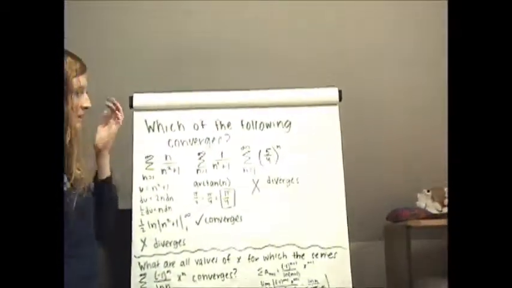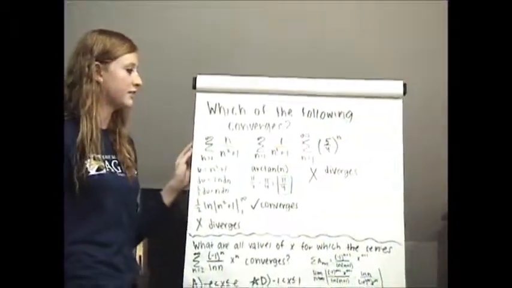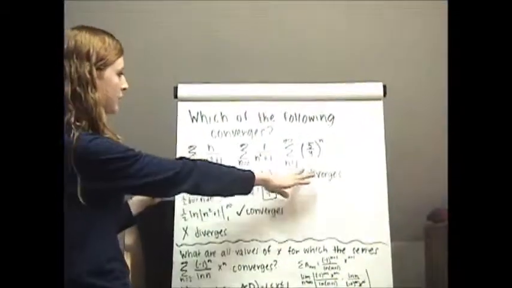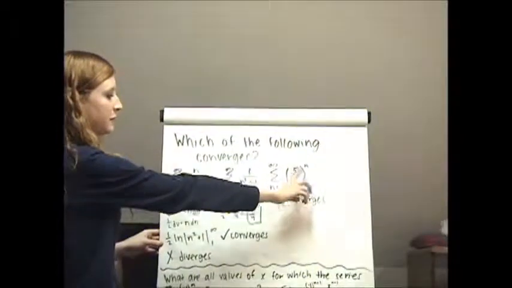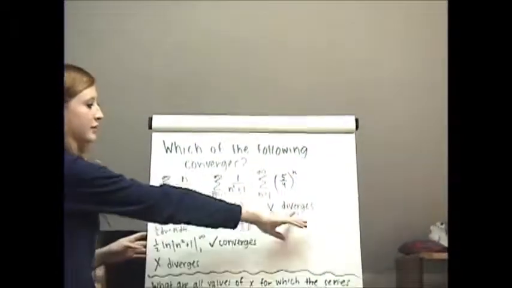So now we're going to do an example. Which of the following converges? So when you look at these three problems, you can automatically tell that this one will diverge because 5 over 4 is greater than 1, and that means that it diverges.